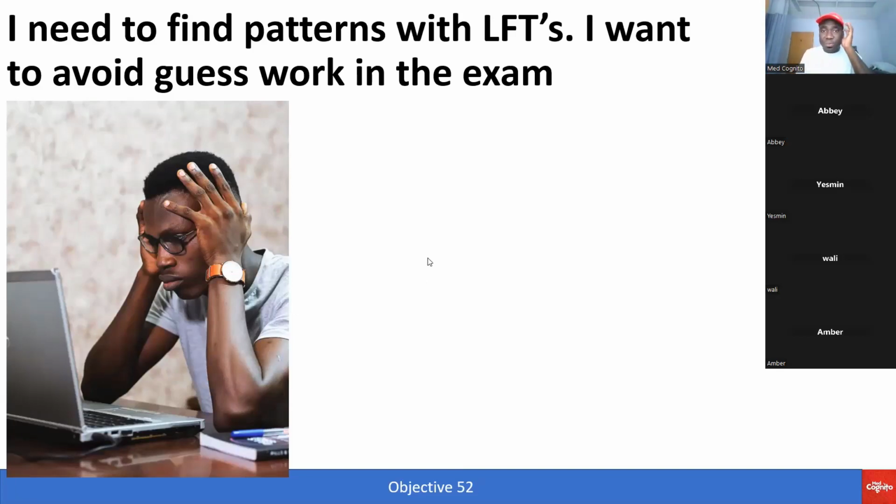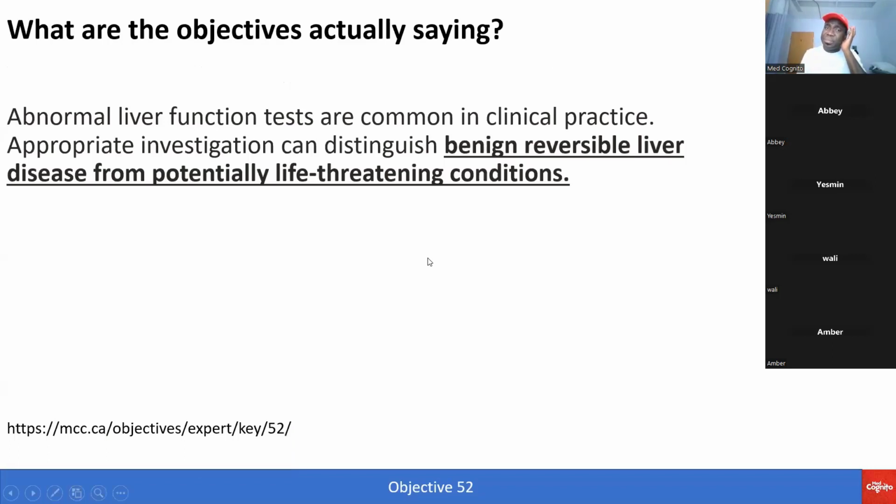Okay, so I'm going to take us through the objectives, but I need somebody to volunteer and read this opening statement for us, or even read all the objectives for us. Will I get a volunteer, please? I don't mind reading. Okay, sure. Dr. Notabo, please read for us. What are the objectives actually saying?